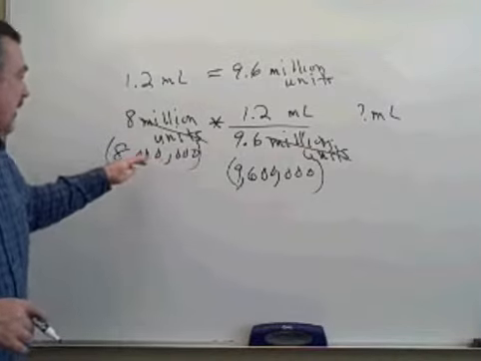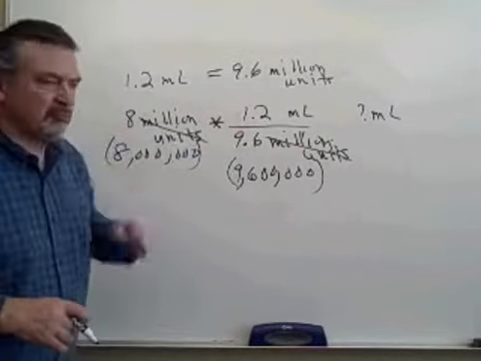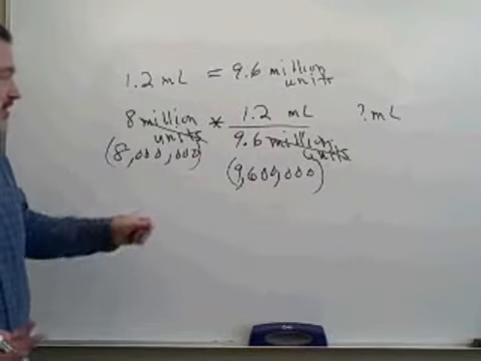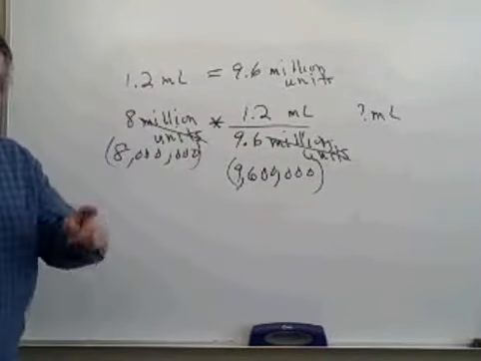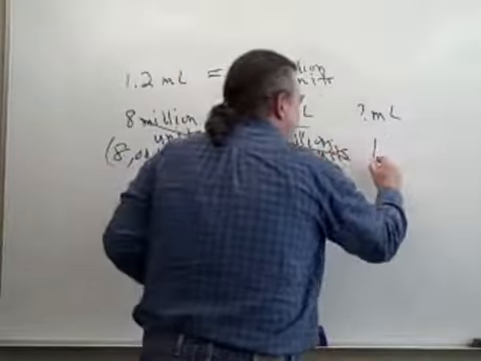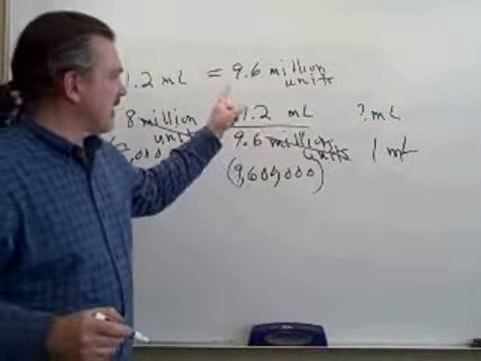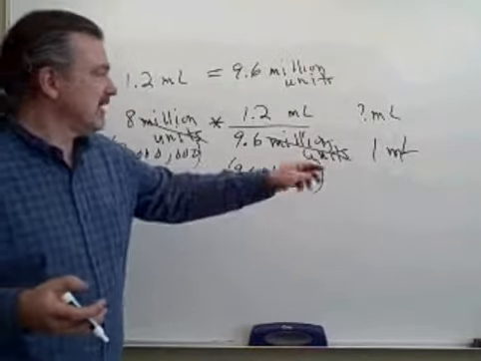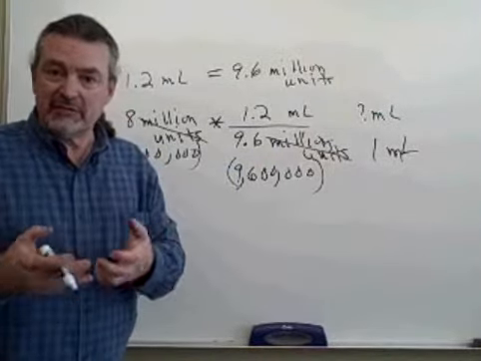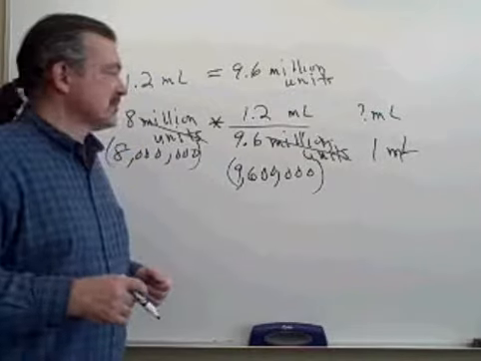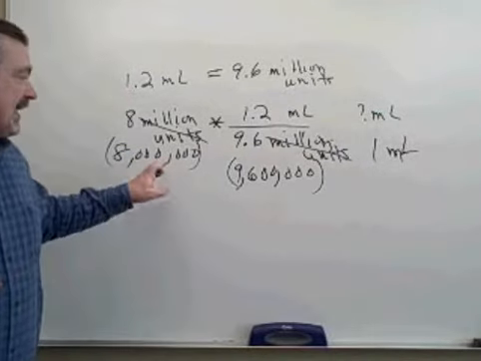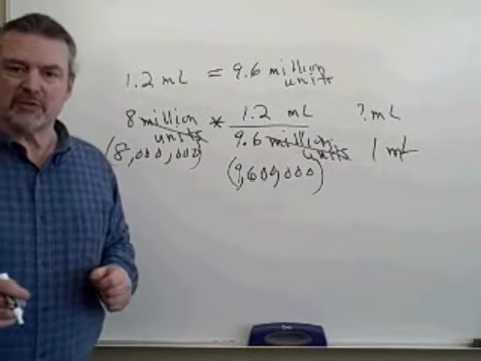And when we multiply, it's interesting, 8 times 1.2 gives us 9.6, and 9.6 divided by 9.6 would say we need 1 milliliter of the solution. After we reconstituted that solution, we would draw out 1 milliliter of it and inject it into the patient. Then they would be receiving the 8 million units of the interferon that they were to receive.